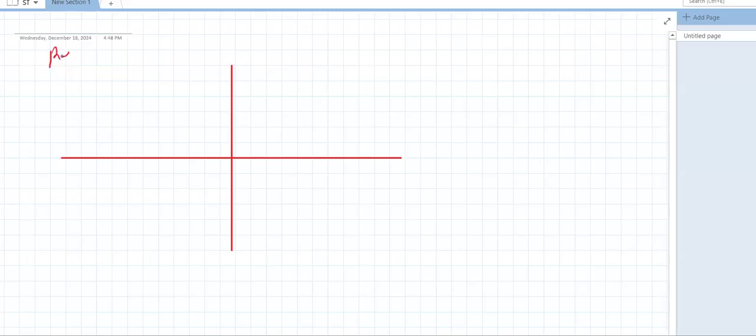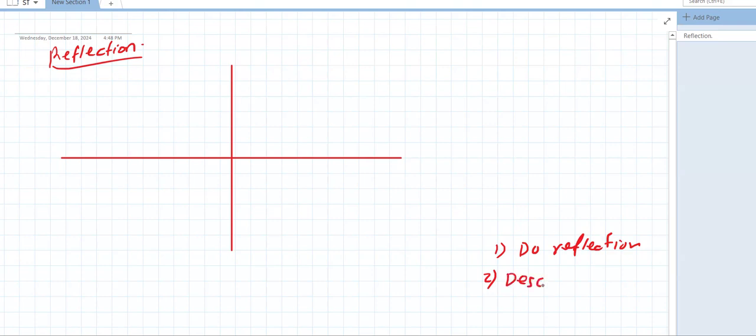So the topic is reflection. In reflection, we will do three types of reflection. The first type of reflection will be to do the reflection, and the second type of question will be to describe the reflection.